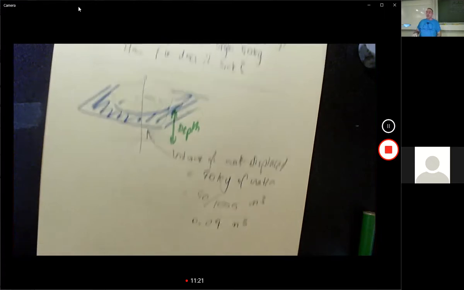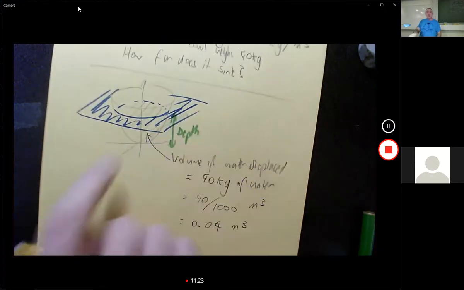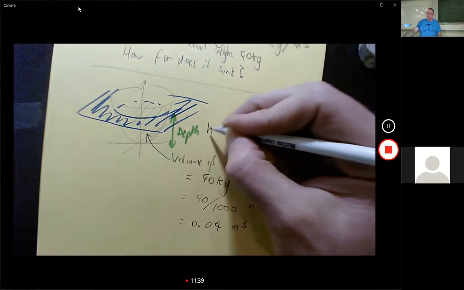So I need to figure out what the correct depth is in order to make that volume equal to 0.04 meters cubed, if the distances are measured in meters, which I'm going to assume that they are. Okay, cool. I think I've understood the problem. I'm going to call this depth h.